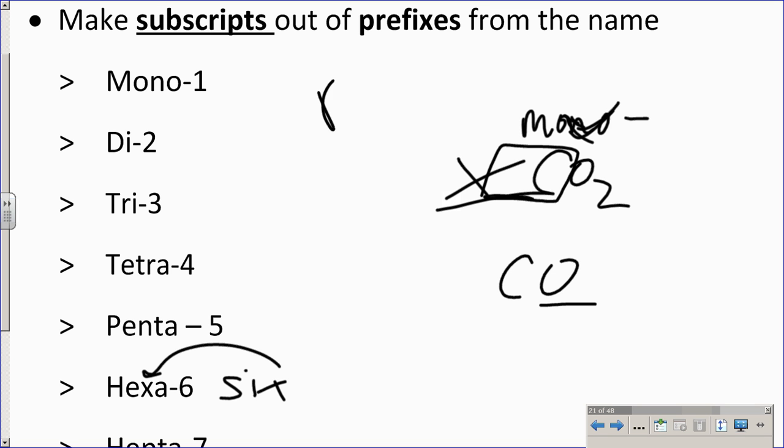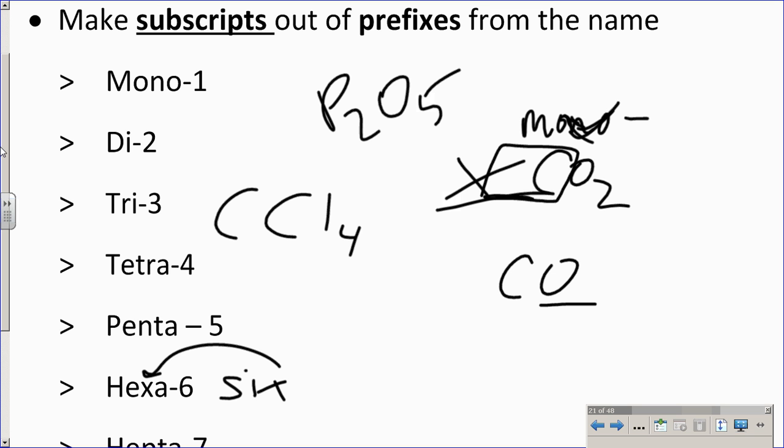So if I say da-da-da, what would you say? Diphosphorus pentoxide. If I say carbon tetrachloride. Nitrogen dioxide. Sulfur dioxide. So these are really easy.